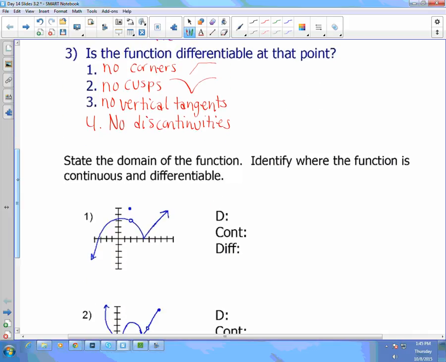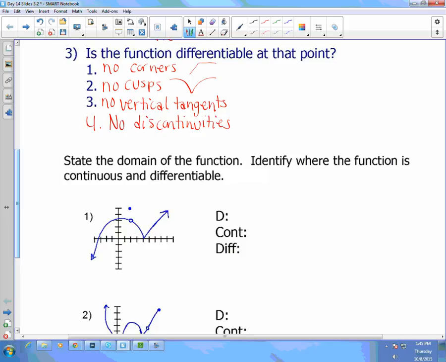So those are things to watch out for. Number one, state the domain of the function. Identify whether the function is continuous or differentiable. Remember, domain is for the x's. So all x values of this graph from negative infinity to positive infinity are all x values represented.